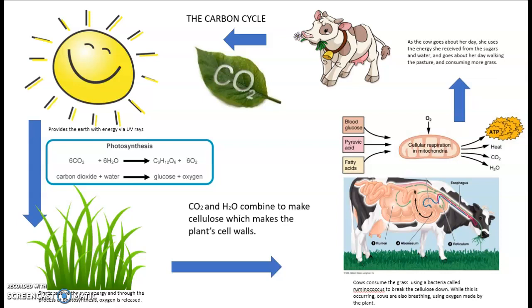Bacteria called Rhamnosus breaks down the cellulose. As this is happening, cows are always breathing in oxygen that was made by the plant. The oxygen the cow is breathing and the sugars in his molecules create more energy in the mitochondria. ATP cellular energy fuels the cow as she grazes, walks the pasture, or any other activity she chooses to do.